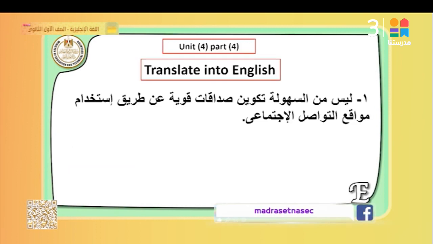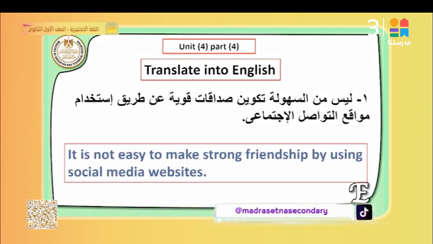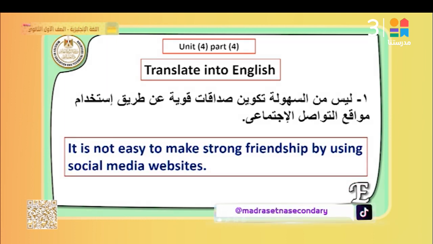We have the last sentence here, translate into English. It's not easy to make strong friendships by using social media websites. Of course it's not easy at all for us to make friendships, so we can say: it's not easy to make a strong friendship by using social media websites. Social media websites means مواقع التواصل الاجتماعي.